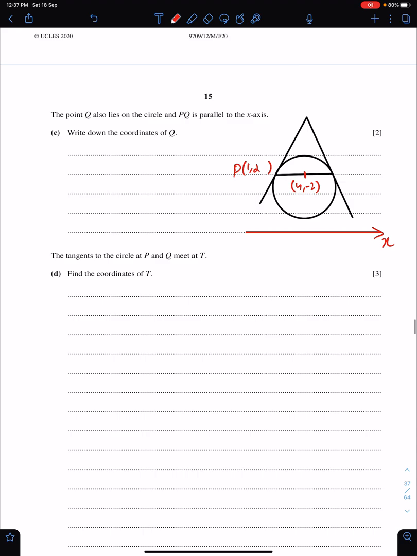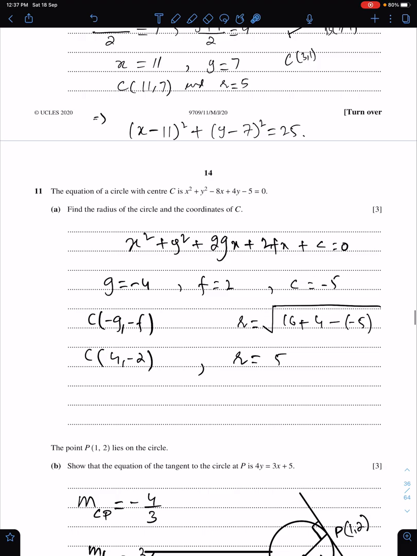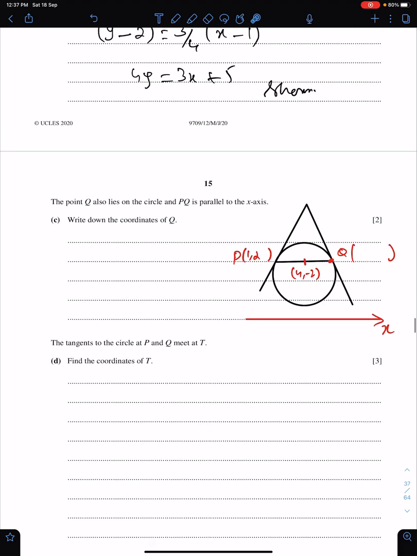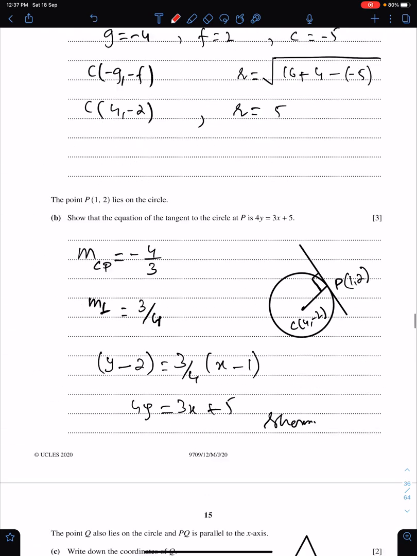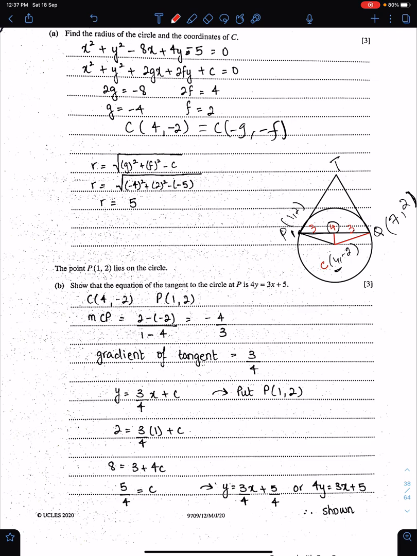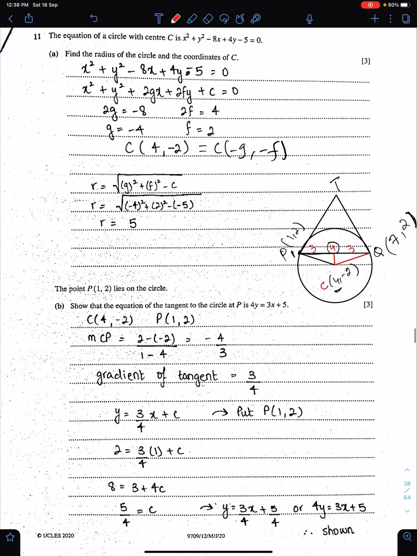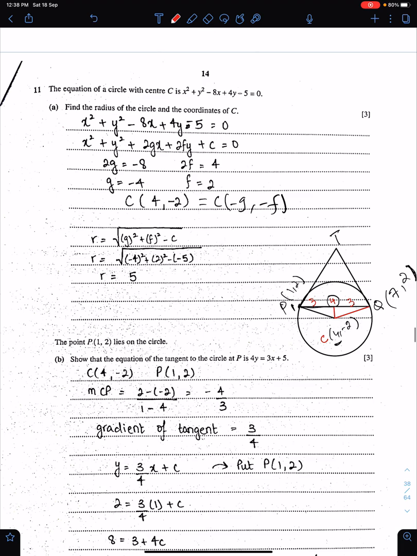And coordinates of Q. See, when a line is horizontal, parallel to the x-axis, then the y coordinate is always the same. Let me check the coordinates of center. Yeah, 4, -2. Let me check this again. 4, -2, 1, 2. Y coordinate should be the same for both. Y is -2. Yeah, this is -2.